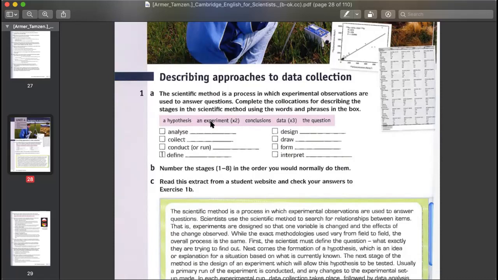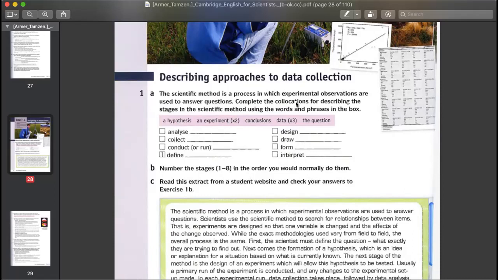التجربة هي اللي تحتاج تصميم، صح ولا لا؟ So you will design an experiment, you will draw conclusions, you will form the hypothesis, and the last one طبعا formation of the hypothesis لأنه نفس الشيء راح تبنى عليها جميع التجربة. And the last one, interpret data. So data, we used it 3 times: analyze, collect, and interpret.